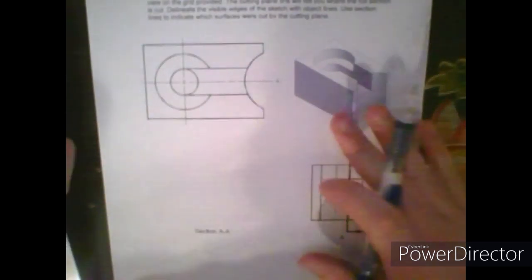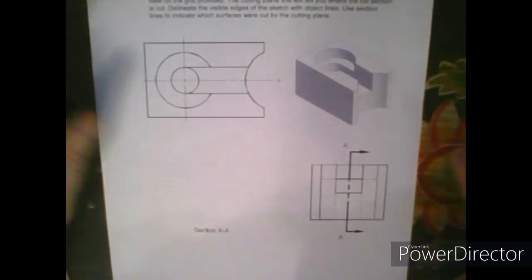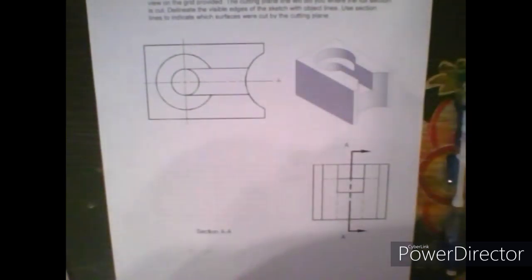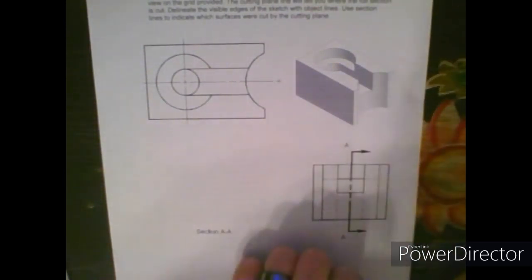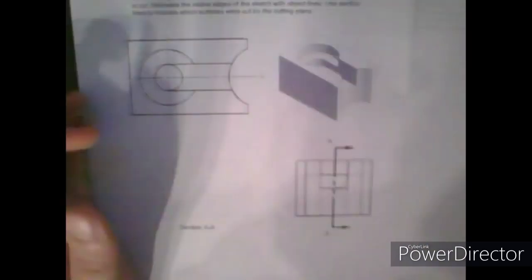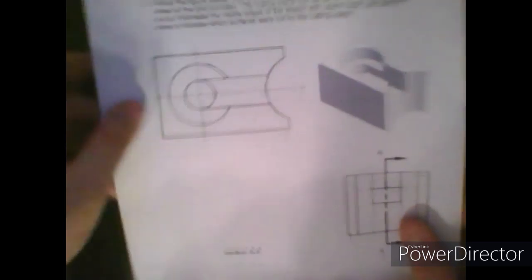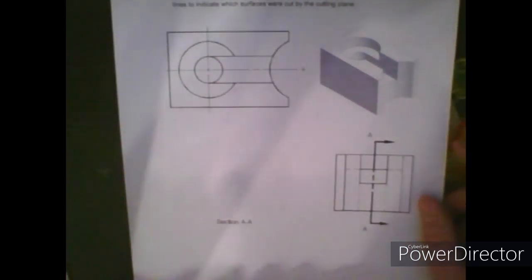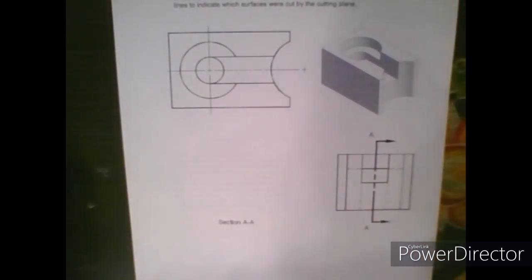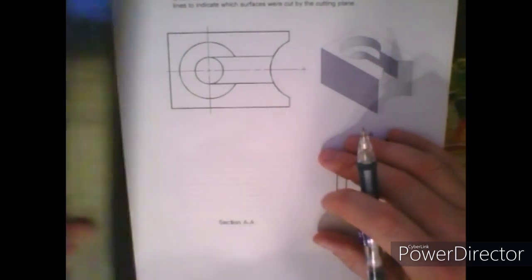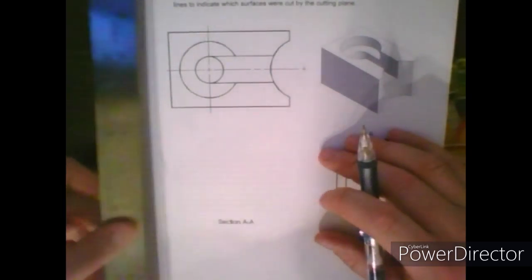In the instructions, it says to study the figure below, use points and construction lines to lay out a section view on the grid provided. The cutting plane line will tell you where the full section is cut. Delineate the visible edges of the sketch with the object line. Use section lines to indicate which surfaces were cut by the cutting plane.